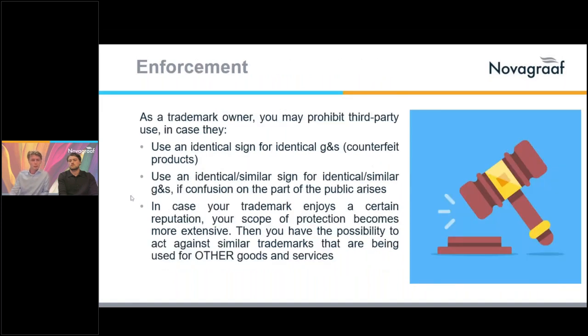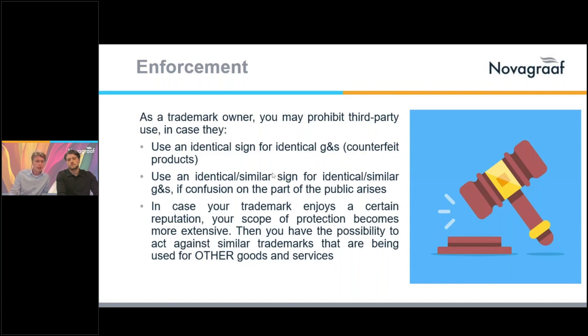So what can you do with your trademark right? Well, you can prohibit third parties in case they are using an identical sign for identical goods or services, counterfeit products, and you can also prohibit use of an identical or similar sign for identical or similar services if confusion on the part of the public arises. That means that if the marks are similar to a certain degree, and the public, the consumer, is confused about the origin of the goods, and they may think that both trademarks are from the same company, and they don't know where it comes from, then there's confusion, and the older trademark owner can act against the newer trademark.